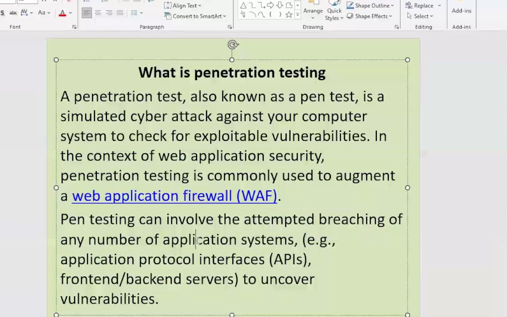So pen testing or penetration testing can involve the breaching of any kind of application system. For example, API. API is very much running in the market. Nowadays everybody is saying API, API. What is this API? These are nothing but small application programming interfaces or a big application protocol interface. Some say application protocol interface, some say application programming interface. Mostly it is used as a term, application protocol interface, where you get a platform, especially without installation.